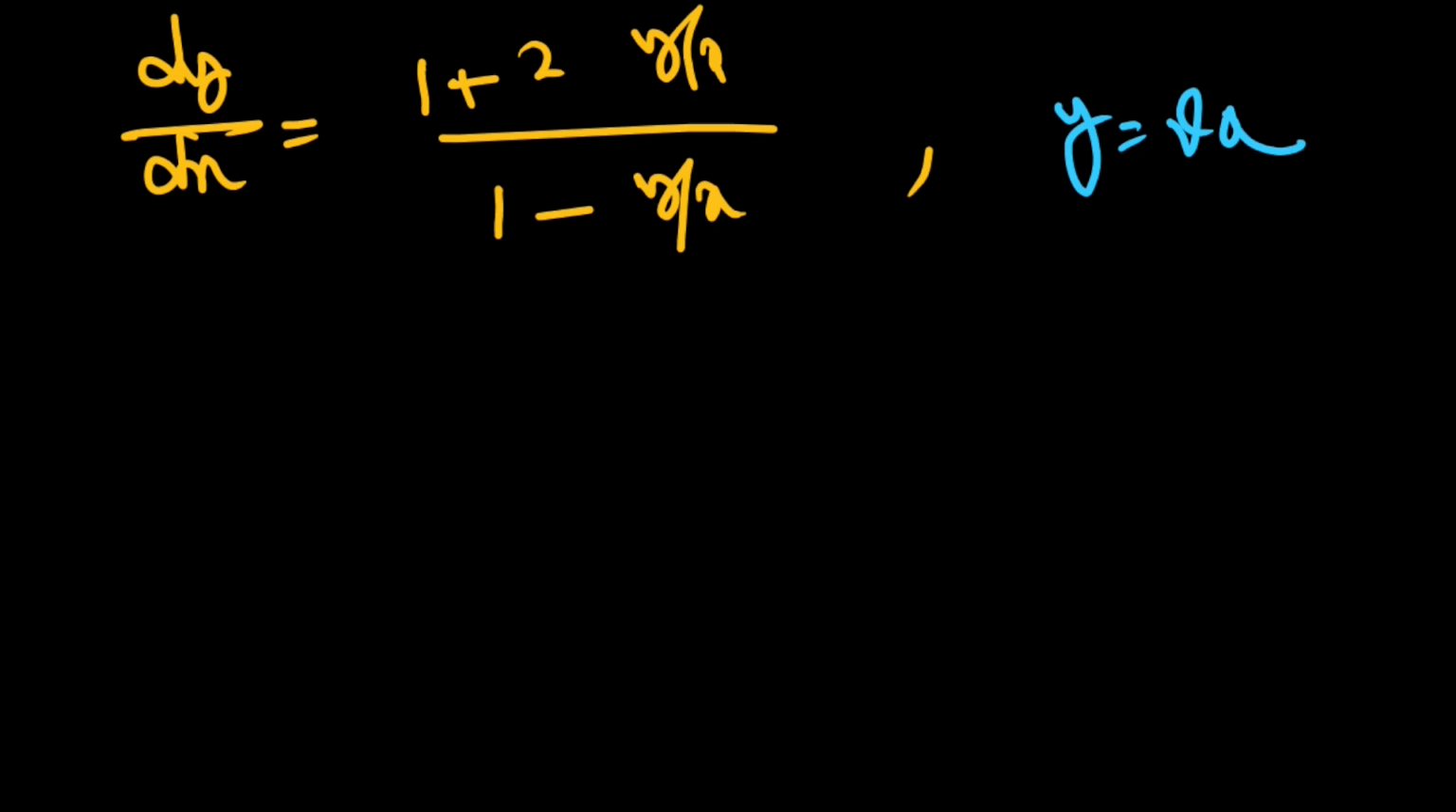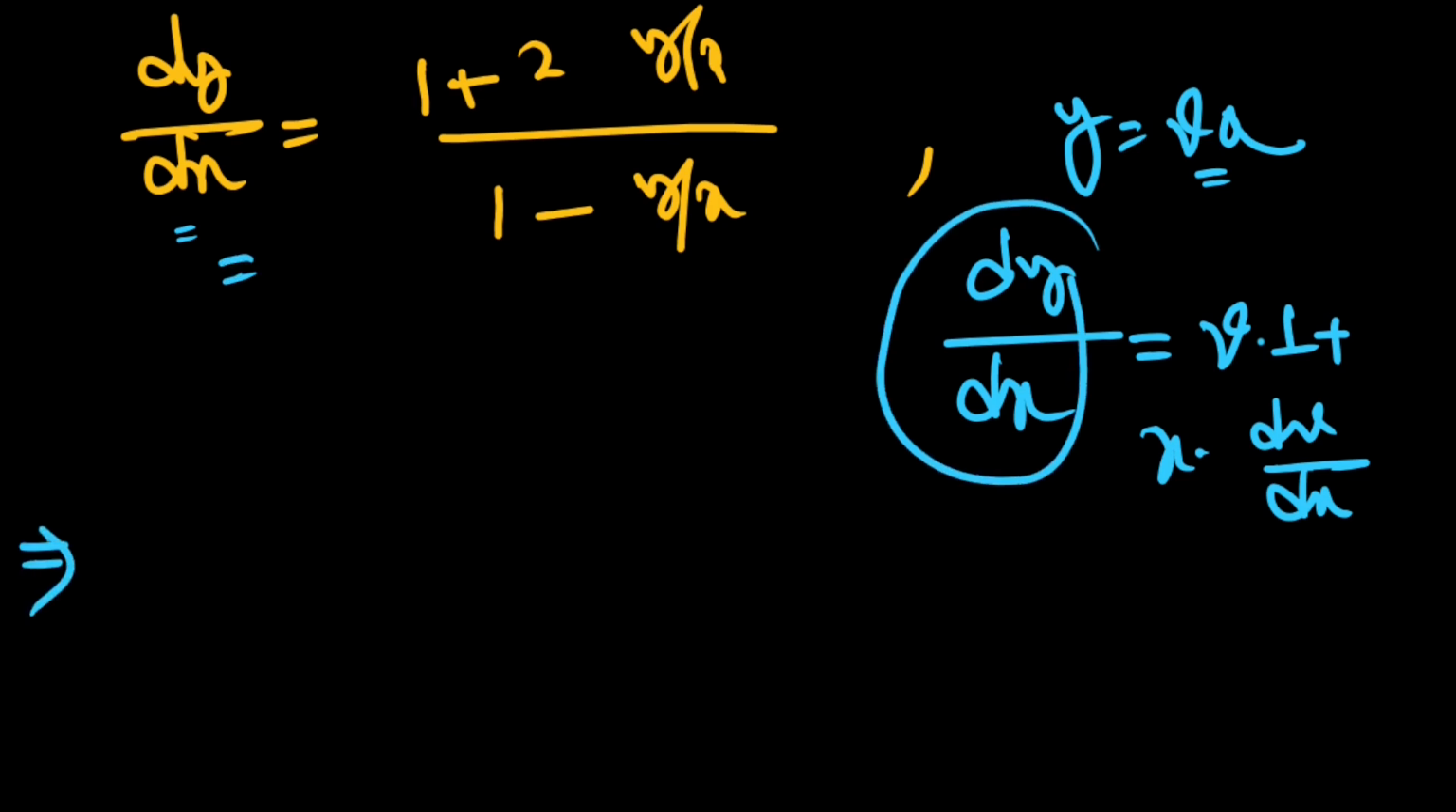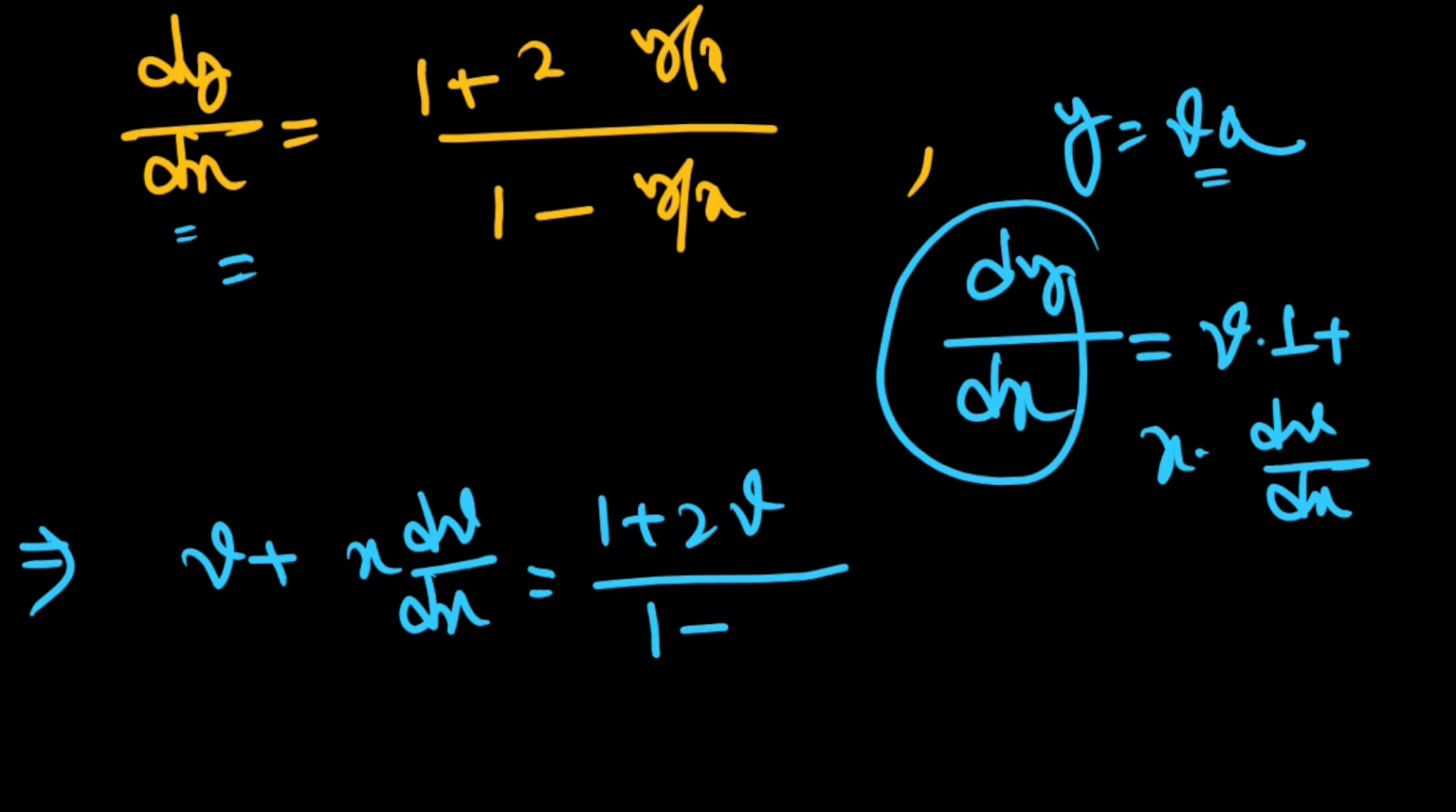So now we find the derivative value dy dx. Differentiate both sides. So dy dx is equal to, using the product rule, first function v into the derivative of x which is 1, plus x into the derivative of the second term, dv dx. Now we substitute this value here. So this implies v plus x dv dx is equal to (1 plus 2v) over (1 minus v). So we got this differential equation. Now we simplify and solve it.